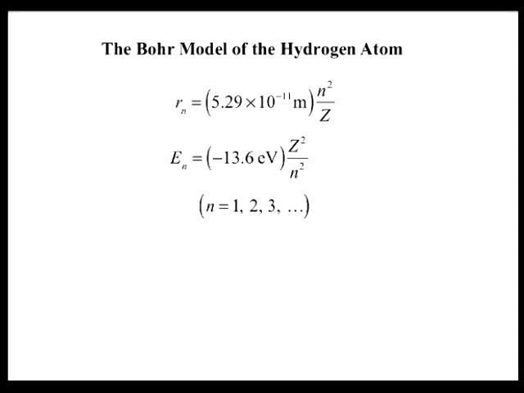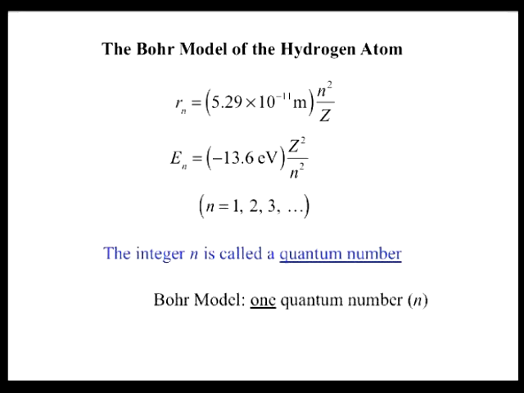In the Bohr model, the energy is specified by a single number, n. Because this number can have only discrete values, rather than a continuous range of values, n is called a quantum number. Therefore, the energies of the hydrogen atom in the Bohr model are specified by just one quantum number, n. In contrast, quantum mechanics reveals that 4 different quantum numbers are needed to describe each state of the hydrogen atom. The 4 quantum numbers are described as follows.